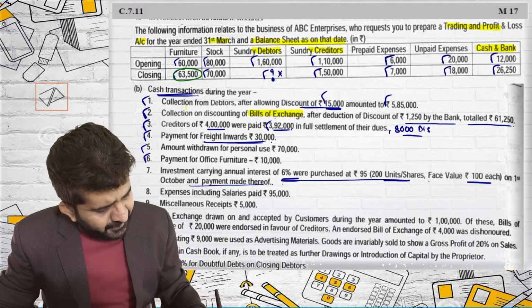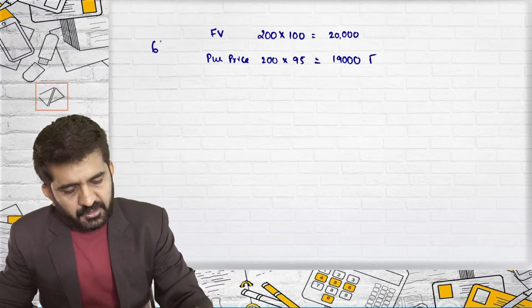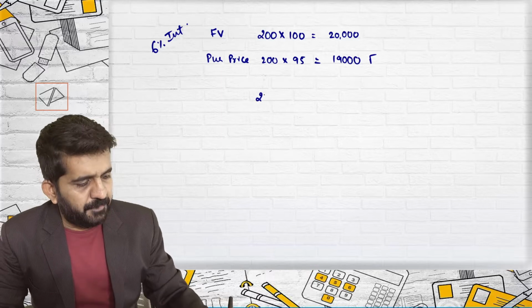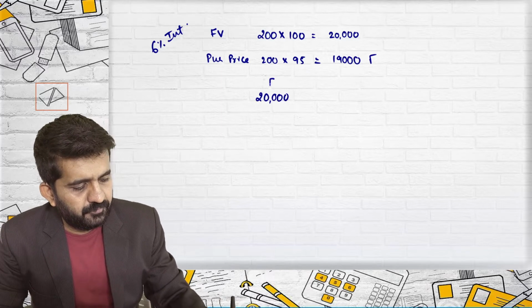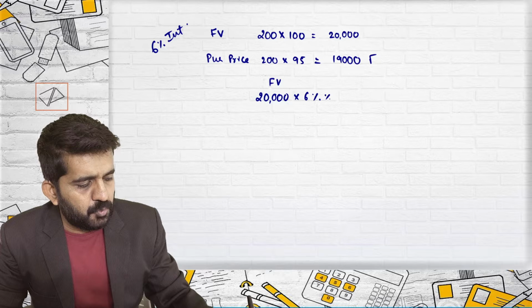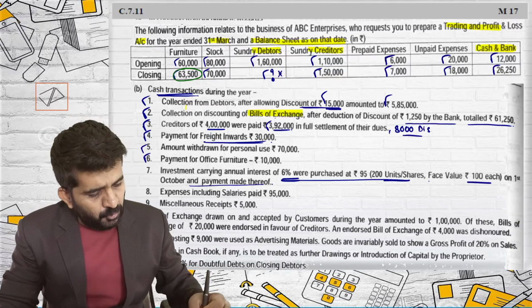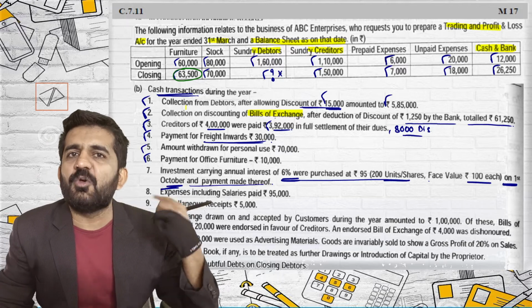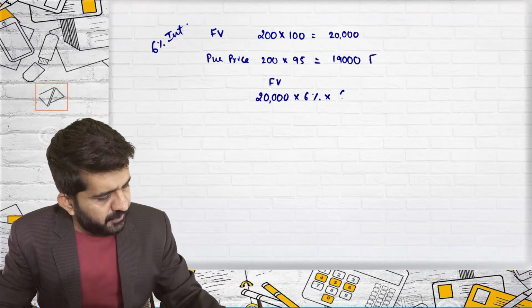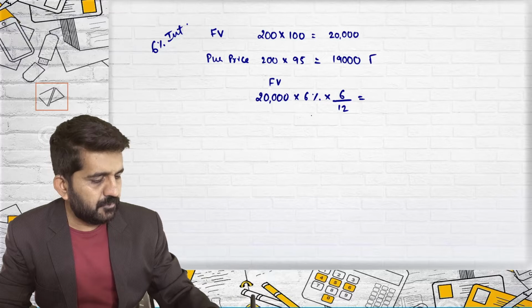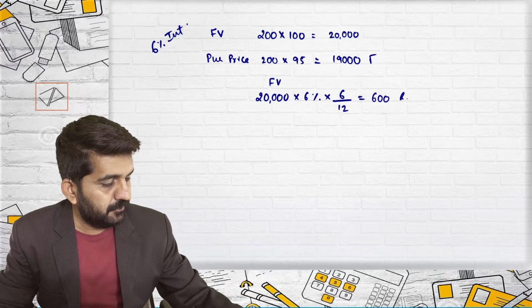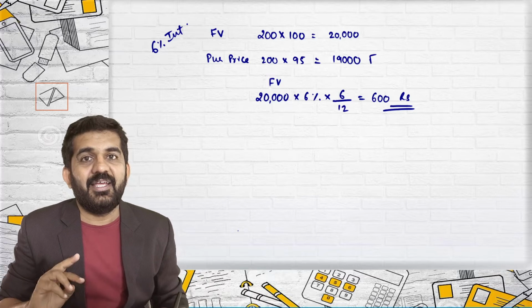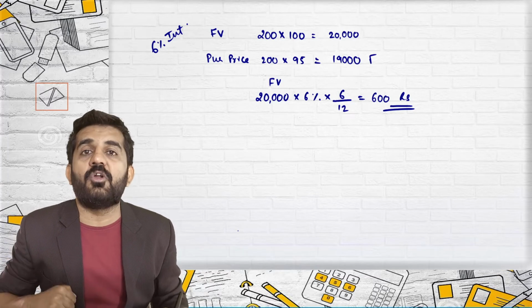Now, it carries a 6% interest. Try to concentrate. Now, interest is always paid on face value. Into 6%, this will be per annum interest. But you have purchased it on 1st October, right? So you will be getting only 6 months interest. What is 6 months interest of it? Into 6 divided by 12, this will be 600 rupees. So 600 rupees interest will be received on investment.